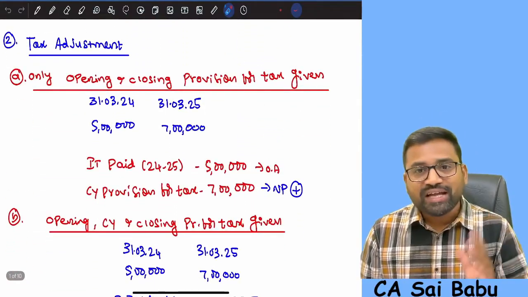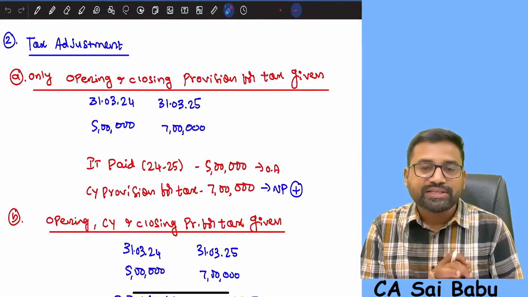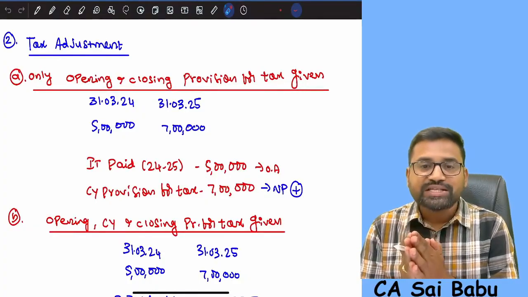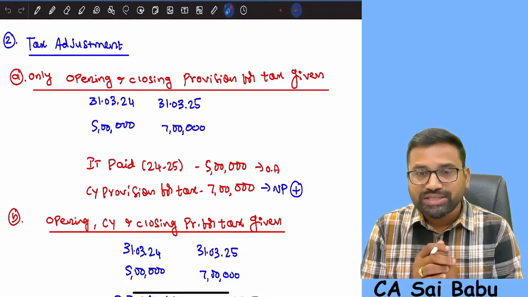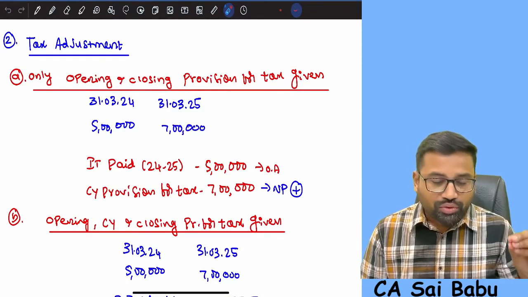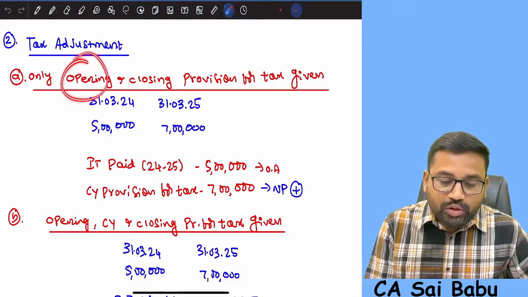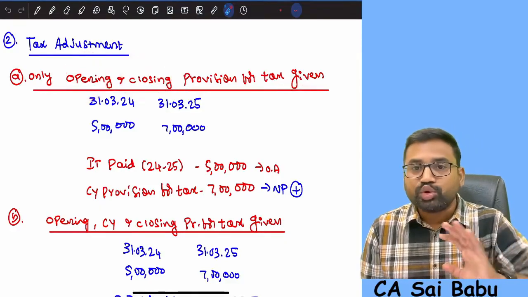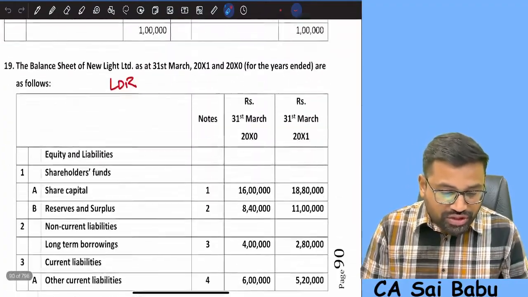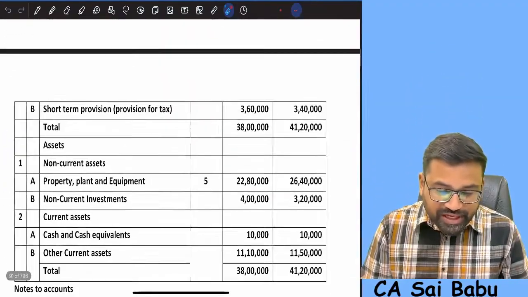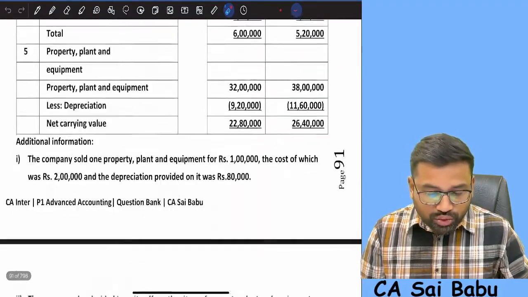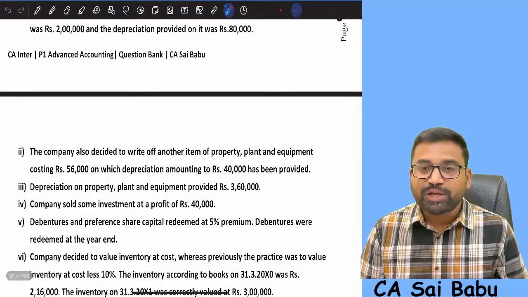Next, sir, tax adjustment. Sir, in the indirect method, tax adjustment is one of the predominant adjustments. In case of tax adjustment, sir, there are three possibilities. First, case number 1, sir. In the question, they will give you only opening and closing provision for tax. That's it. No other information is available, sir. Just now we have seen in this question number 19, provision for tax, opening 3.6, closing 3.4 given, sir. No other information is available in respect of tax.